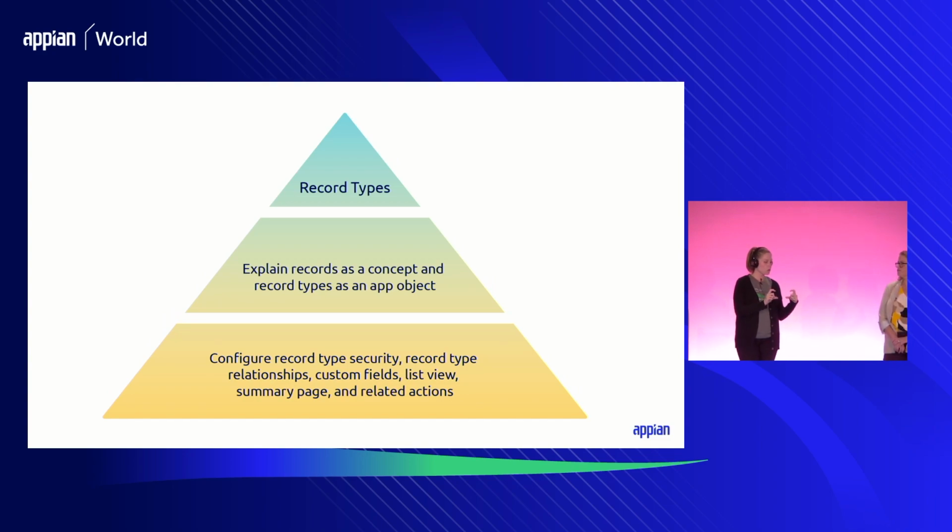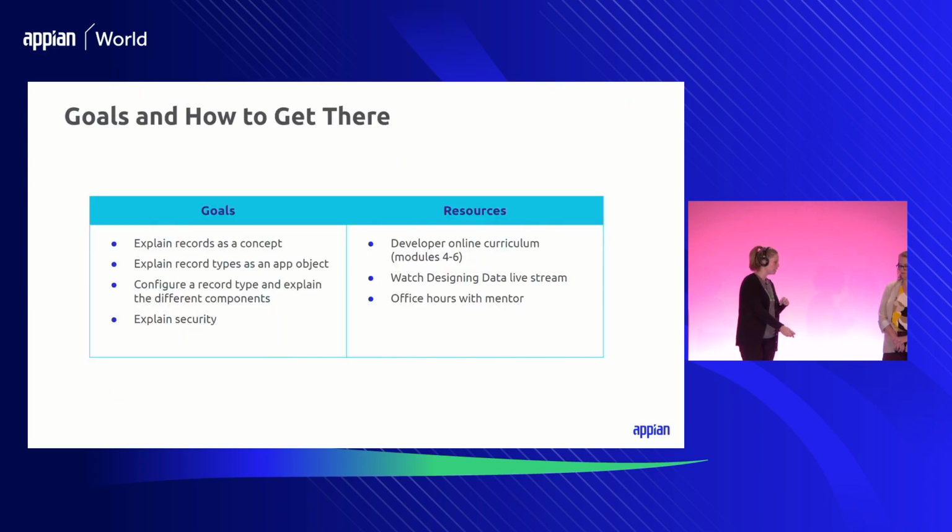Once you have the goals made clear, you need to connect them to resources, right? How are they going to get there? How are they going to learn all this stuff? Now, again, as Janine mentioned earlier, and we'll continue to reinforce, we have some of these materials available, right? So to learn the concepts, to learn the process, to learn how to configure, complete modules 4 through 6 of our online developer curriculum in Academy Online. It's free. You can go in and do that.